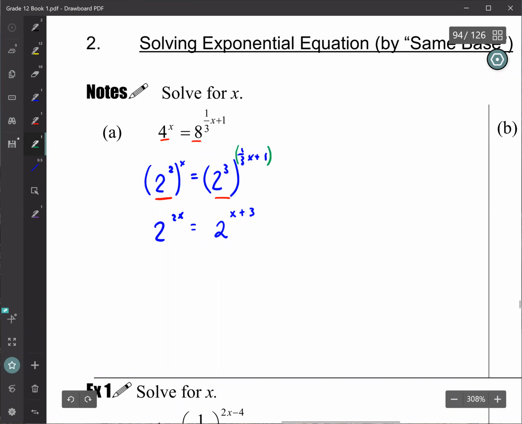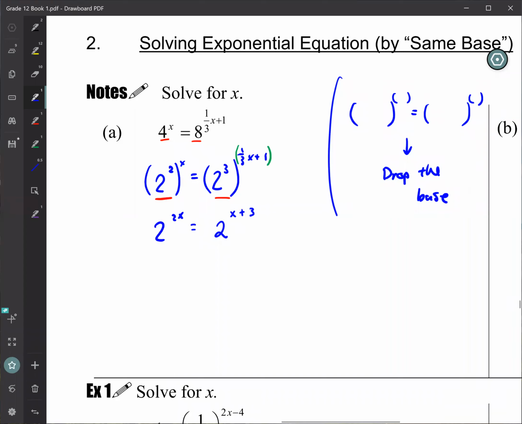Even though it looks very complicated, you still multiply them. Just pretend there's a bracket. And once you have this form, I want you to put it on the side. Once you get to the point where you have one base on each side, and then one exponent, then you can drop the base. Remember, you can only have one base on each side. If you have two bases, you are not ready to drop it yet.